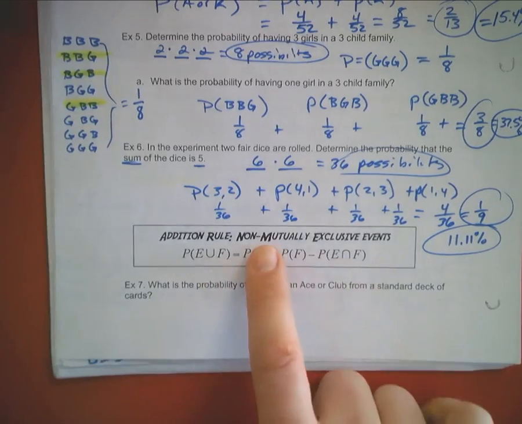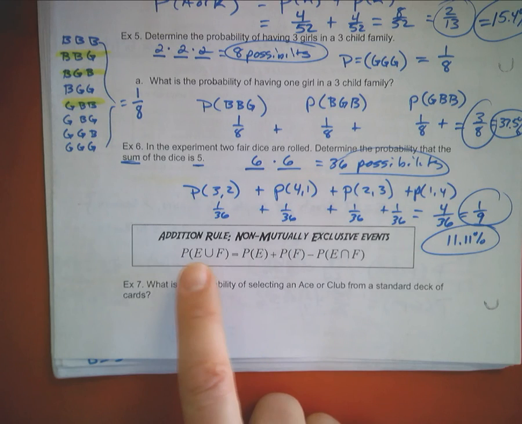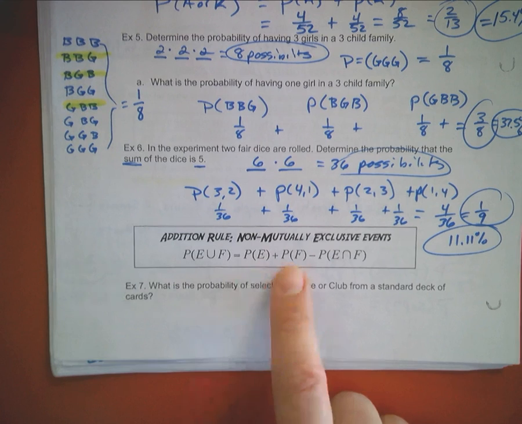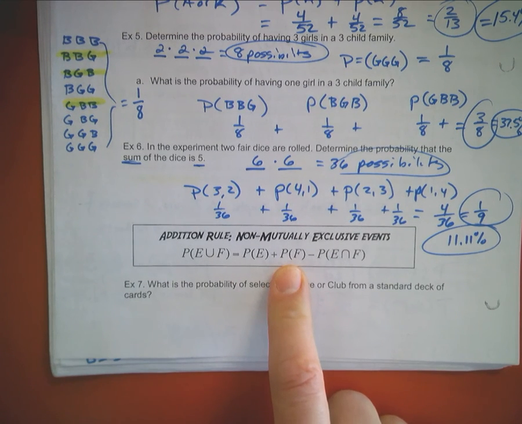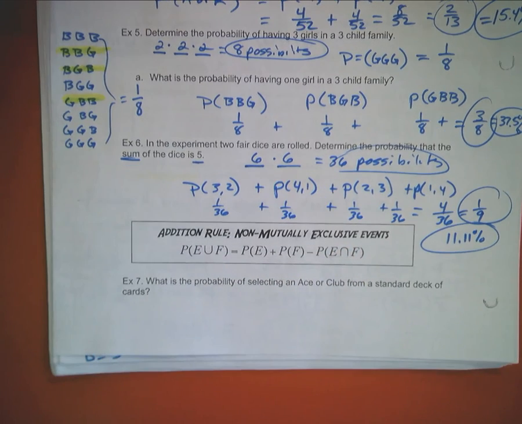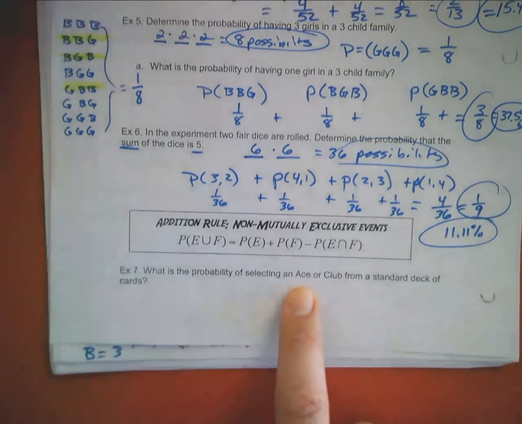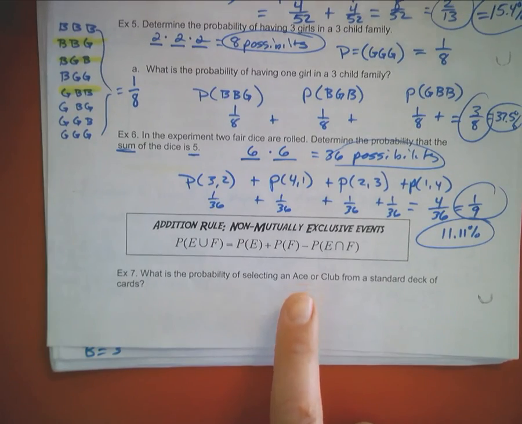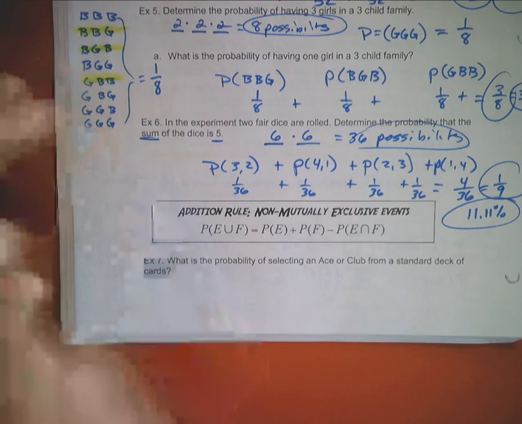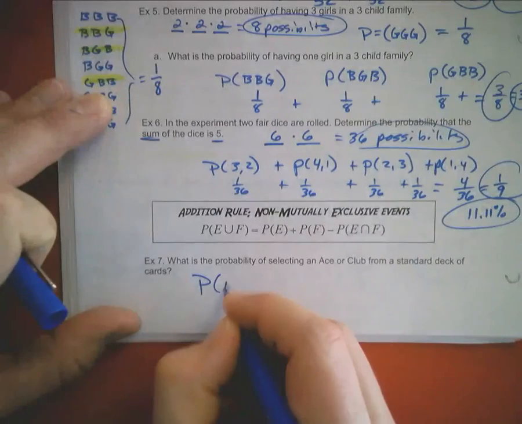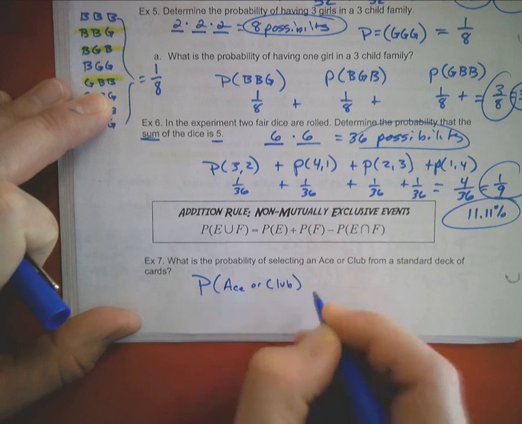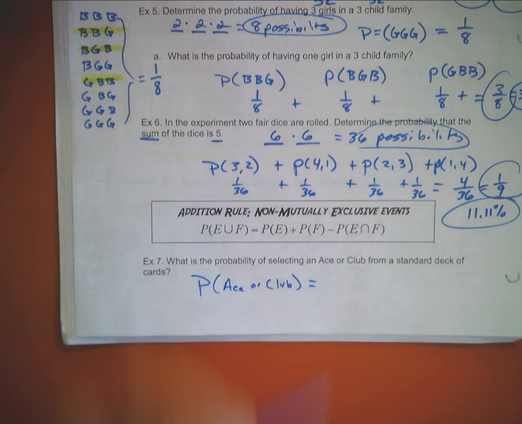addition rule of non-mutually exclusive. Okay? If I want the probability of E or F, we take those two and add them together. But if there's some overlap happening, we have to subtract the overlap. And the best thing I can do is come up with this example for you guys, and I'll show you the picture. They want to know what's the probability of an ace or a club? Okay, so let's see what that means.